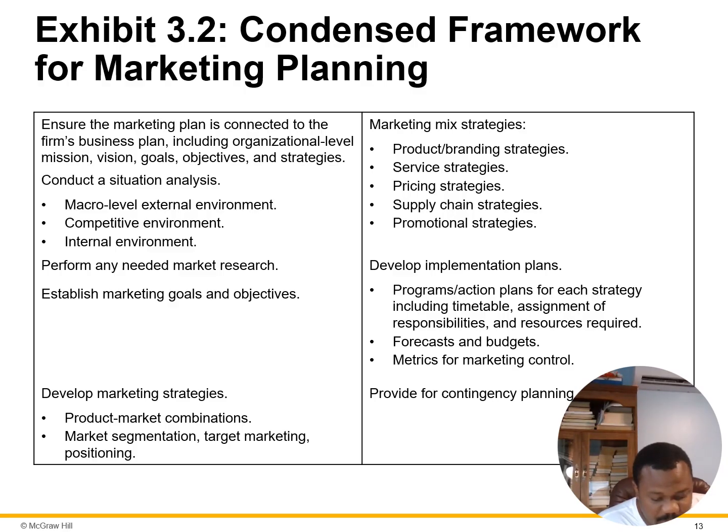Product branding strategies take place. We say that service strategies continue. Pricing strategies continue. Supply chain strategies continue. Promotional strategies. So we have marketing mix strategies. And with the marketing mix strategies, we say that the product branding strategies take place, the service strategies go on, the pricing strategies go on, the supply chain strategies go on, and the promotional strategies take place. That's very, very important.